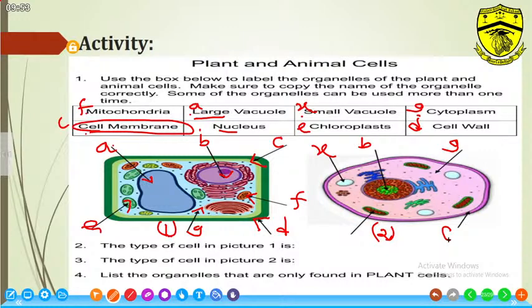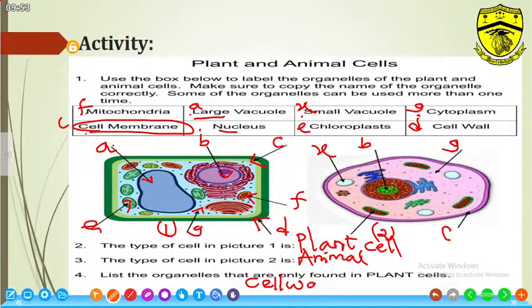Right. So the type of cell in picture 1 is plant cell. You got it? That is the typical structure of a plant cell. The type of cell in picture 2 is animal cell. List the organelles that are only found in plant cell. You know that the cell wall.